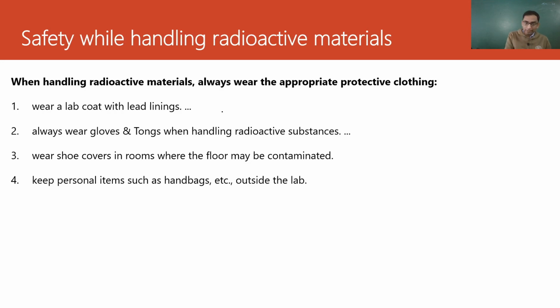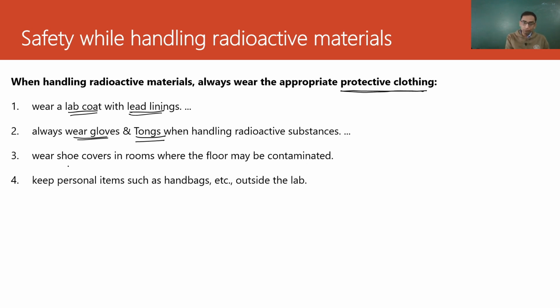So let's move ahead. These are very, very small things. Like if we are handling the radioactive materials, what should we do? So the first thing is, while we are entering the lab, we should have appropriate clothing, right? Protective clothing. That means we should wear a lab coat with lead linings on it, because lead will not allow the radiations to go inside our body. We should be wearing gloves. We should not pick up the radioactive materials from bare hand. We should use tongs, right? Long handle tongs, so that it doesn't come in contact with our hand also.